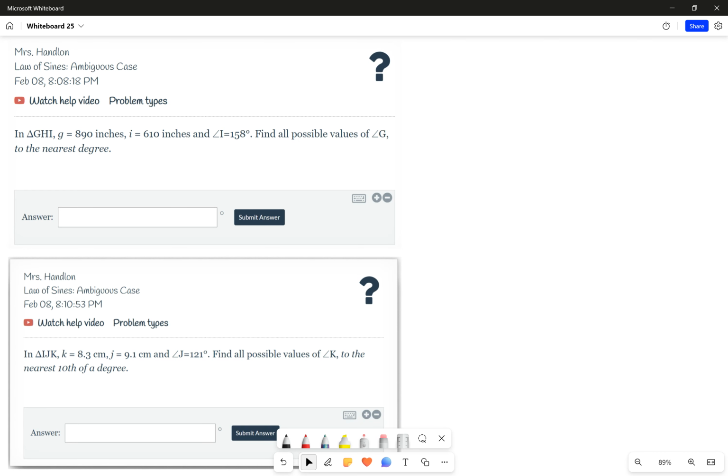Here are some scenarios of ambiguous cases. I'm going to work out 3 different examples that will help clarify some of the confusion, if any. So in the first problem, in triangle GHI, side G is 890 inches, side I is 610 inches, and angle I is 158 degrees. Find all the possible values of G. So let's go ahead and set that up.